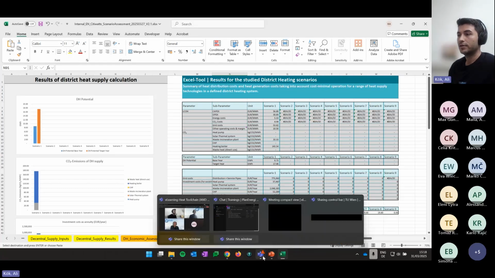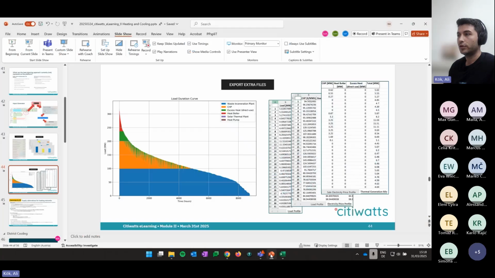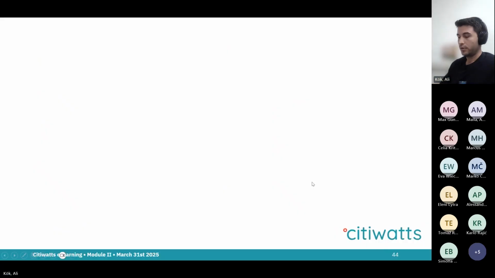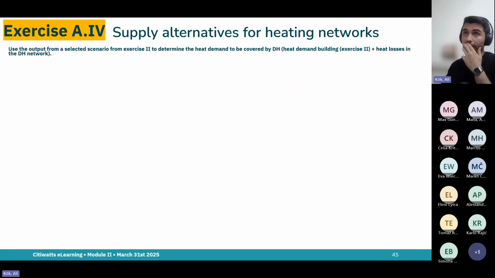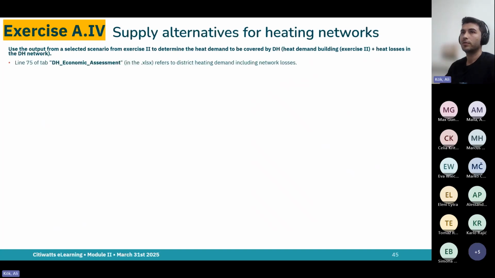Before going to that, I will show you the exercise. Then Mustafa will briefly show you how it looks in the final version when we fill all the scenarios, because that's the main idea of the scenario assessment tool. So for the exercise here, we expect you to use the output from exercise 2. As I did, you just need to copy the district heating demand and use it as an input for the district heating supply module.